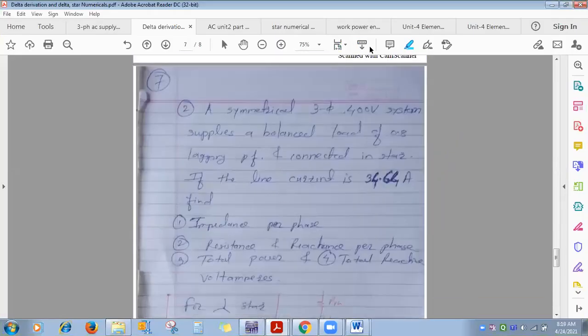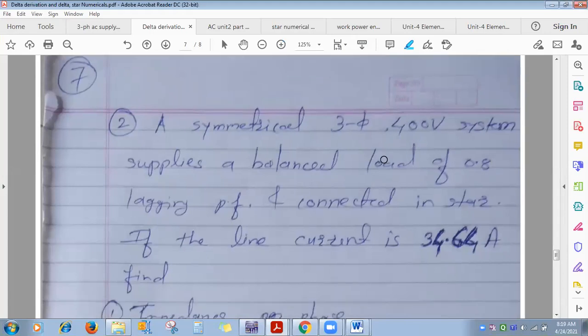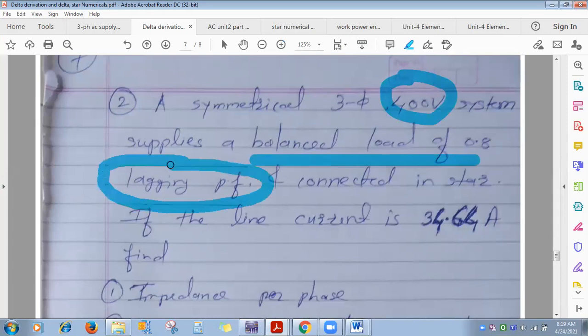Okay, next sum. Next is on star. Previous one is for delta. On star. Everyone concentrate here. See here, symmetrical 3-phase 400 volt system RMS value supplies balance load. In your syllabus only balance load is included. Balance load, 0.8 lagging power factor.